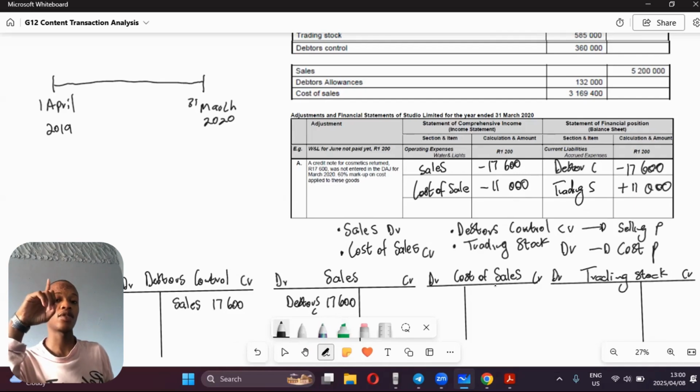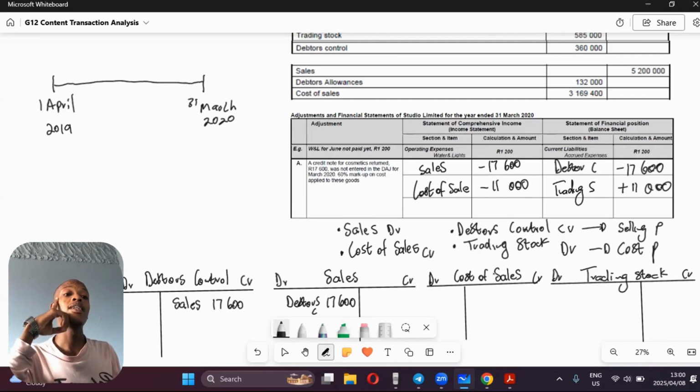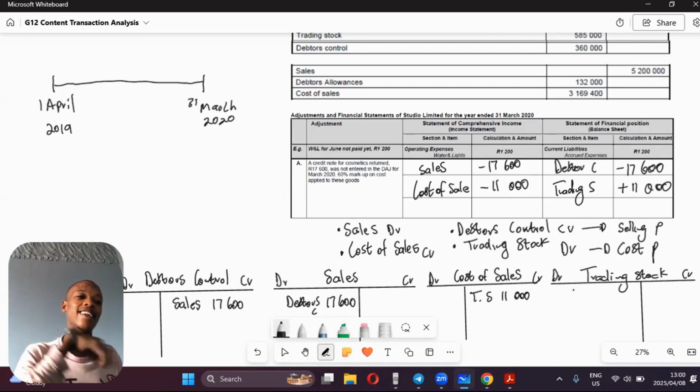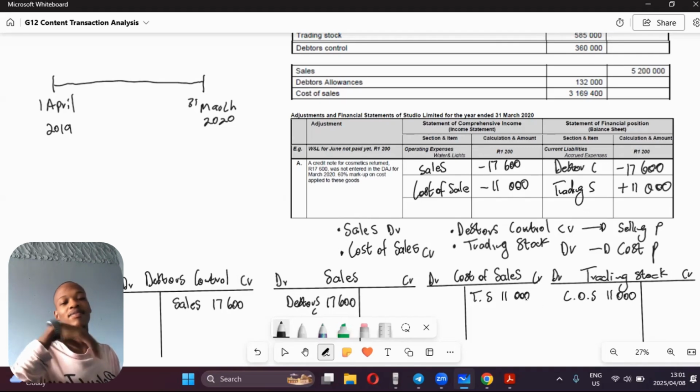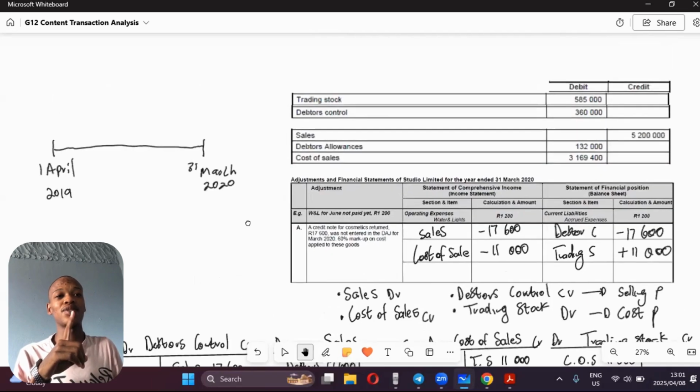And then now let's move. Cost of sales. Cost of sales is going to be credited, right? Because now it's decreasing. Expenses are decreasing on the credit side. And then which account is going to be crediting cost of sales? It's trading stock, TS 11,000. And then according to double entry system, you know the story. Now trading stock is going to be debited by cost of sales. Cost of sales, how much? 11,000. Just like that.